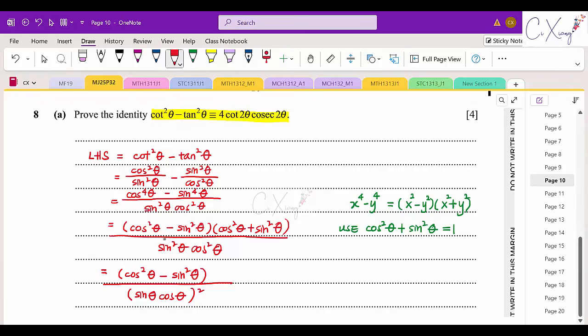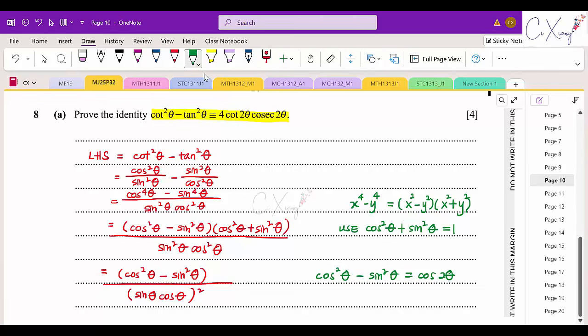Okay, then next step, how can we get to the final answer? Our final answer is having double angle 2 theta. And now we have to think about some formula that can change our fraction here into the double angle. So is there any formula that is related to double angle? If I'm looking at cos square minus sine square, you should know that there's one identity where cos square theta minus sine square theta is equal to cos 2 theta.